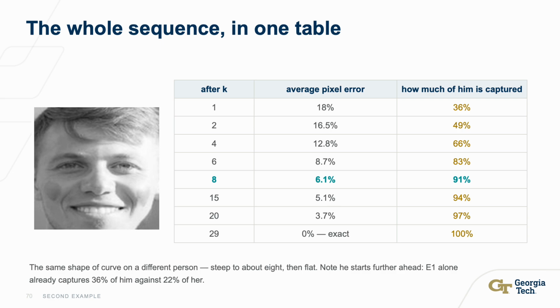One difference worth mentioning. He starts further ahead. E1 alone already captures 36% of him against 22% for her. This is because he sits further from the average face along the direction E1 describes, so the first correction does more work. A warning that follows from there. If somebody hands you a compression scheme and quotes one example, ask for the distribution. Her 99% at 15 components and his 94 are the same method on the same ingredients. How well it does depends on where the individual sits relative to the population it was fitted on.